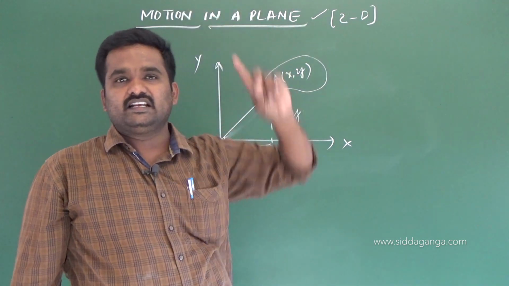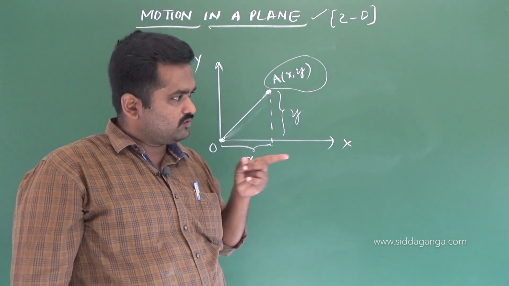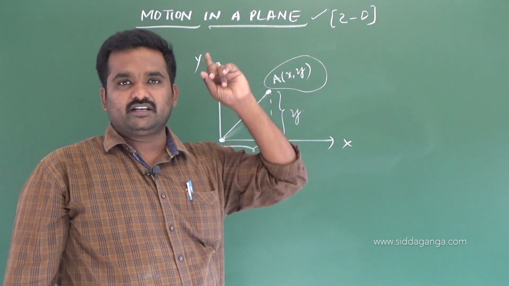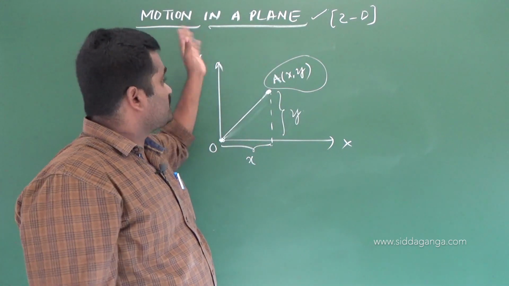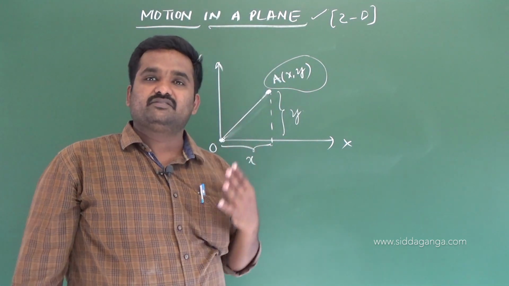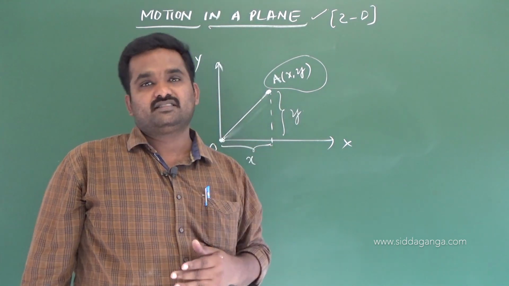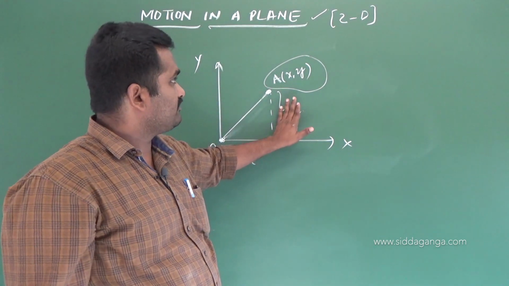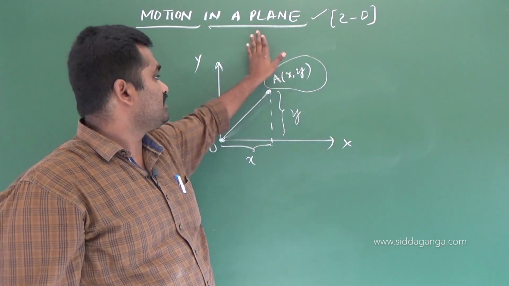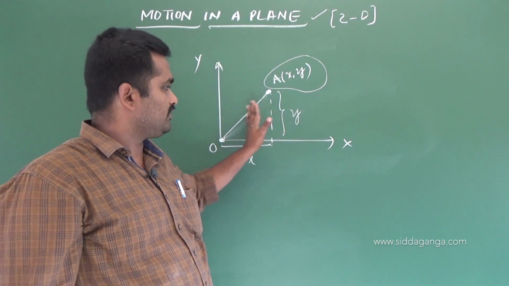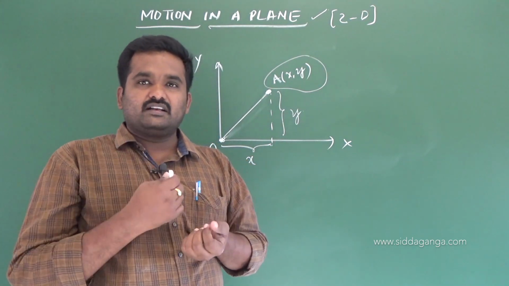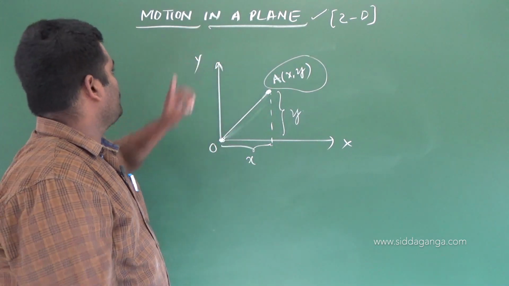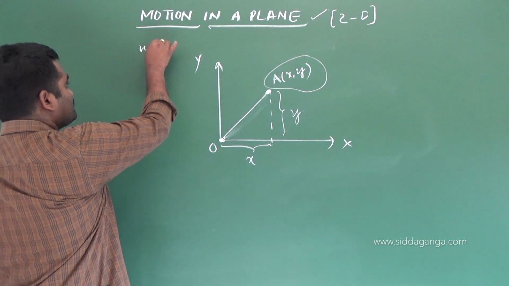Motion in a straight line is 1-dimensional; in only one direction it is supposed to move. That is 1D. This is 2D. Motion in three dimensions is nothing but motion in space, that is 3D. Our syllabus is confined only up to this 2-dimensional plane, the motion of particles, particularly under uniform acceleration. Remember that, under uniform acceleration we are going to study.